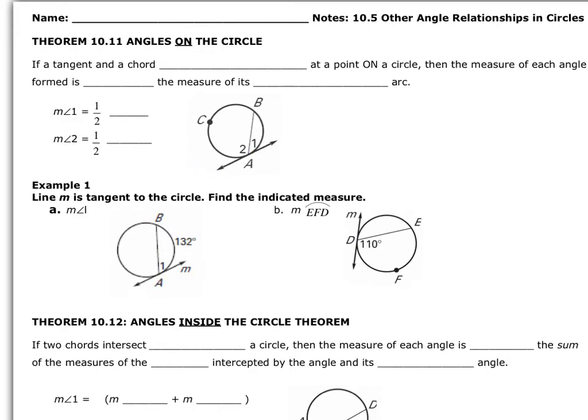So we're going to have another example here, this first one, of angles that are also on the circle. These angles are just a little bit different because they are formed by a tangent and a chord. But the vertex is still going to be on the circle, so the same kind of relationship applies. So if a tangent and a chord intersect at one point on a circle, then the measure of each angle formed is half the measure of its intercepted arc.